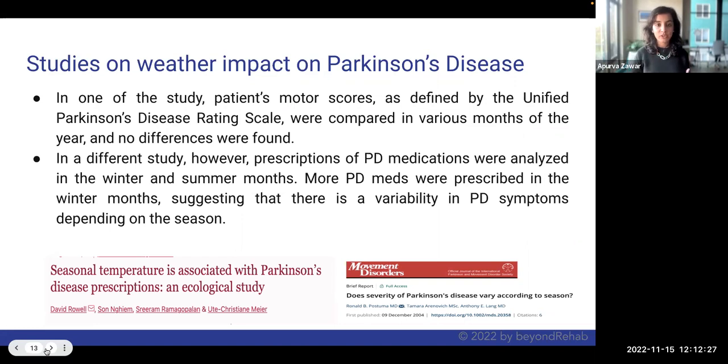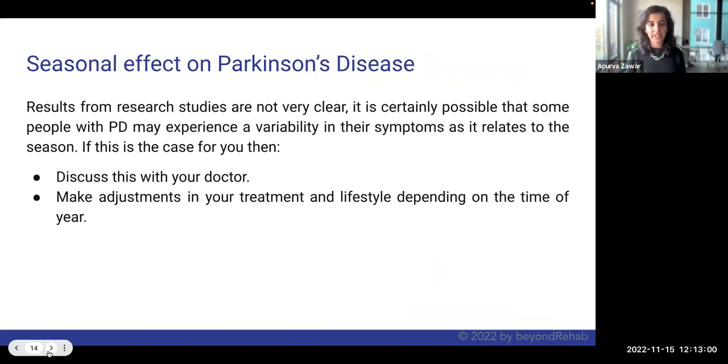The second study was mainly tracking the prescription of medication. They analyzed the medication prescriptions in the winter and in the summer months. What they noted was that more PD meds were prescribed in the winter months, suggesting that there's a variability in the PD symptoms depending on the season. So again, this was all not very conclusive, and you couldn't find any link or draw any conclusion. It was just what findings we have.